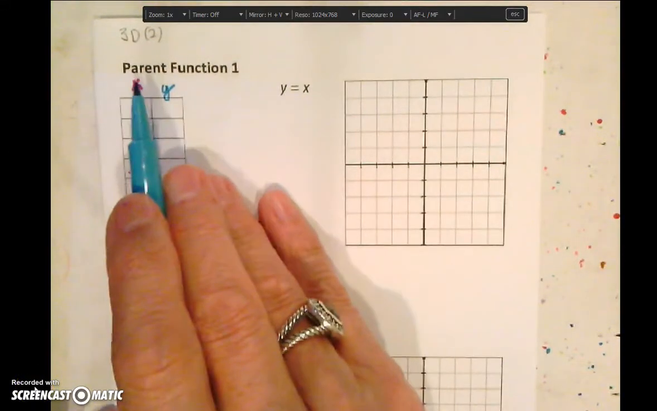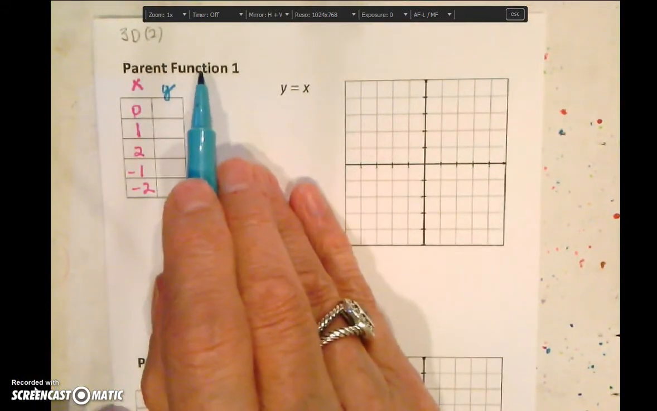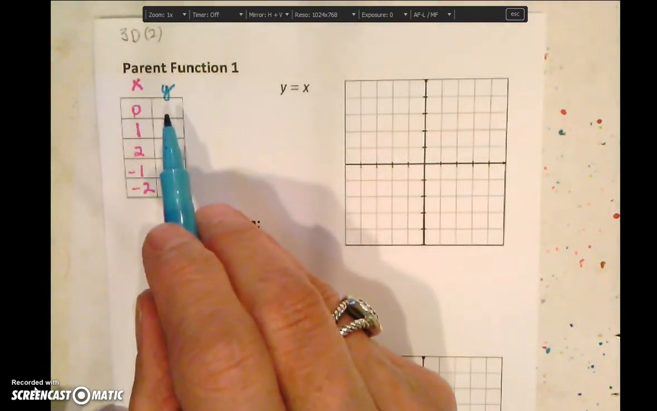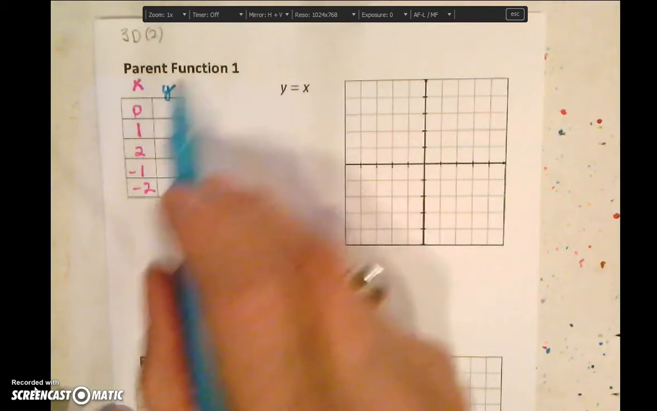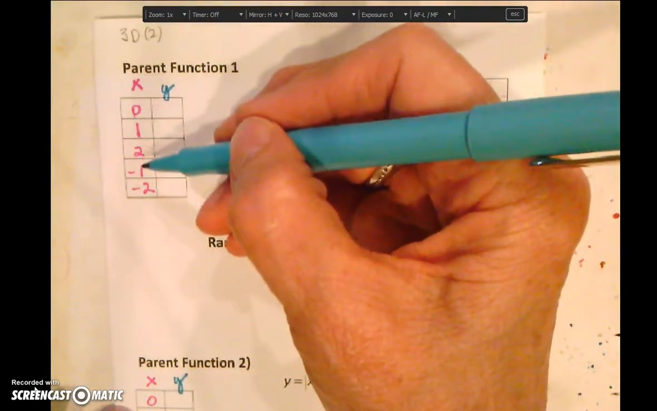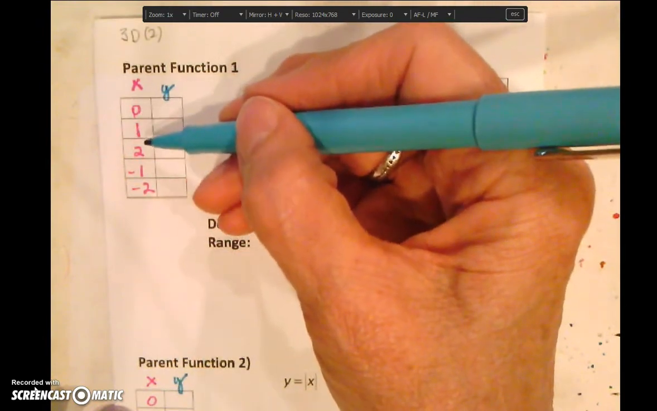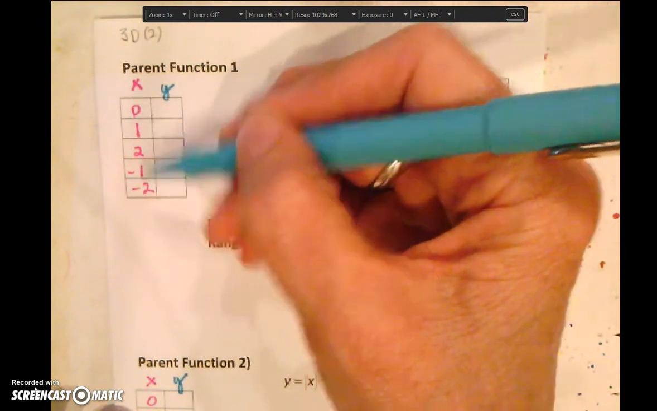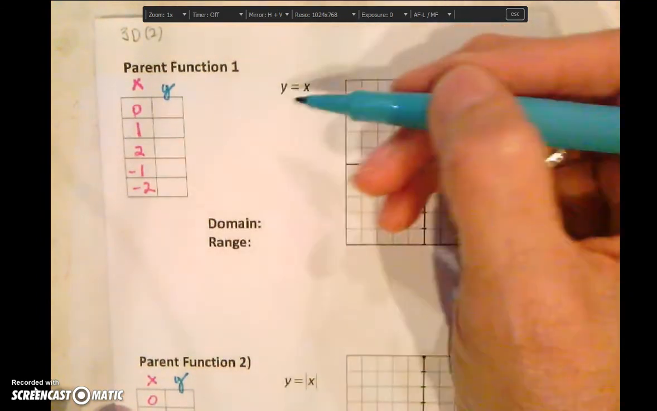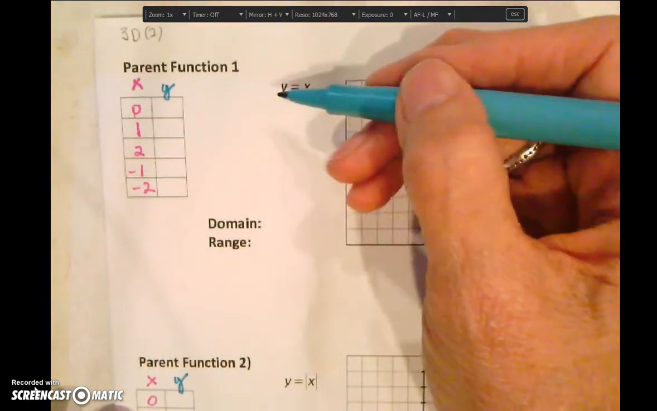Our next topic of conversation is going to be parent functions. I'm going to run through our 4 parent functions for this particular unit and graph them. Here you can see I've already put in my x values. For x, you can choose whatever you want, and I'm always going to choose these same 5 for my parent functions: 0, 1, 2, -1, -2. Then I'm going to plug them in and figure out what my y value is.